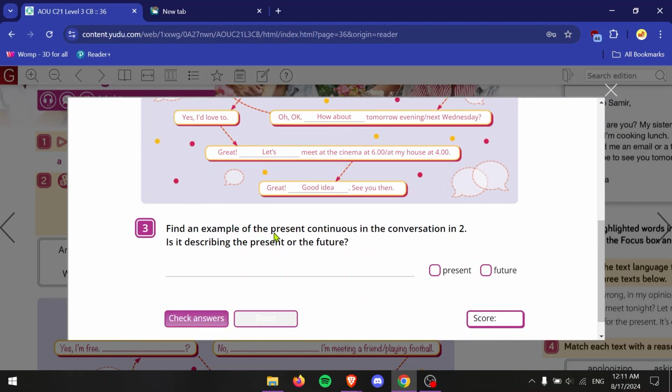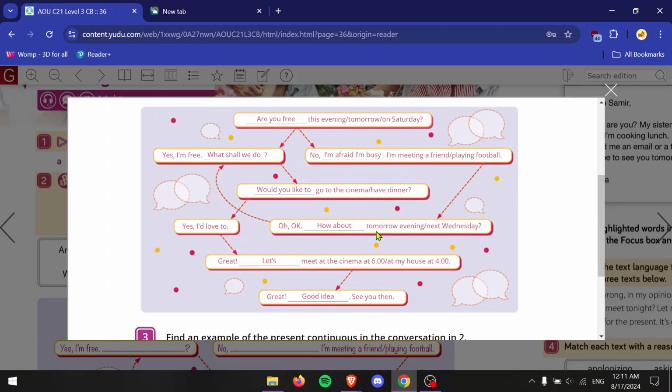Find an example of the present continuous in the conversation. Is it describing the present or the future? Okay, so we need to find the present continuous here in one of these.